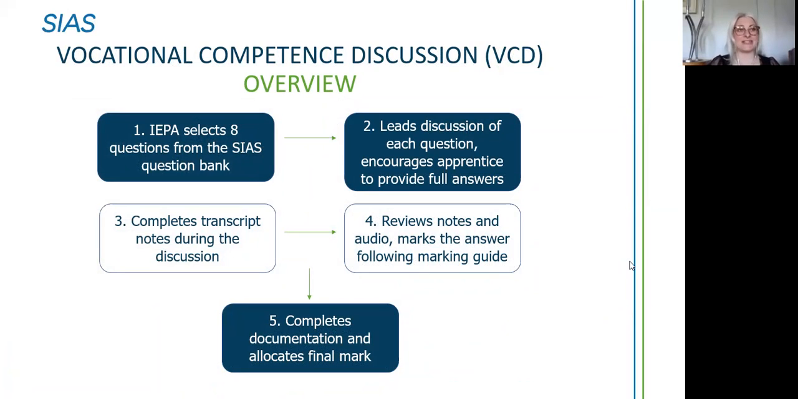What we mean by that is if we think the apprentice hasn't understood what we're asking, we will rephrase that question. That doesn't take away from the 8 questions. Or if we think there's a bit more to be heard, we'll ask a follow-up question as well. All right, so we want to understand their full understanding.